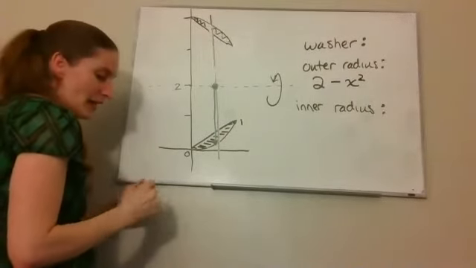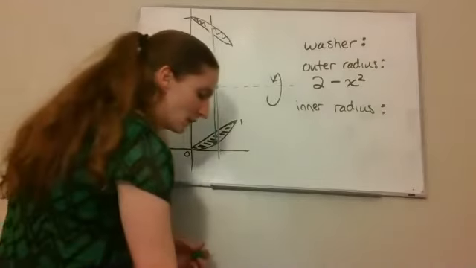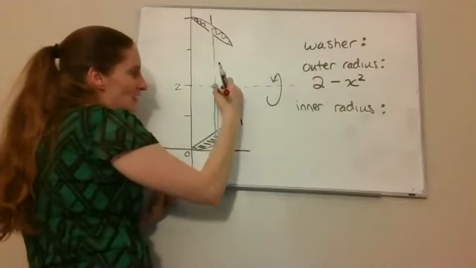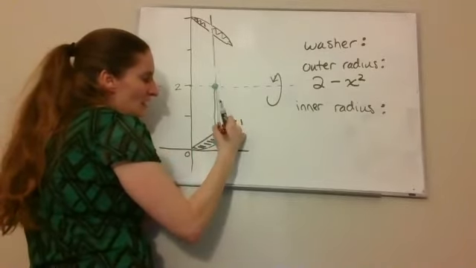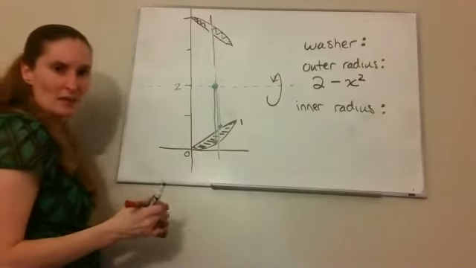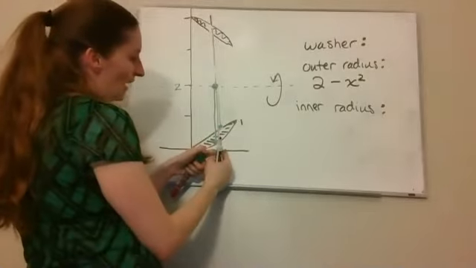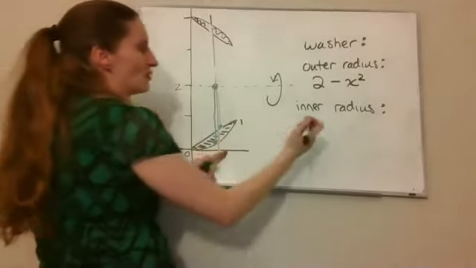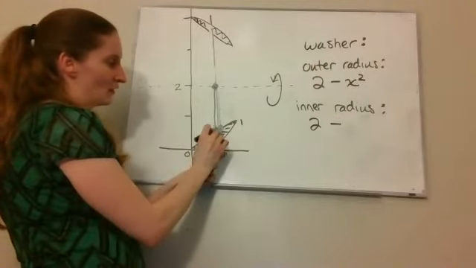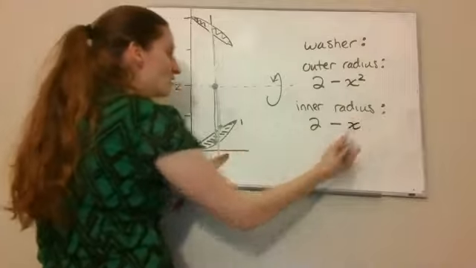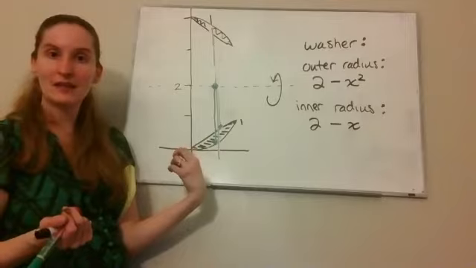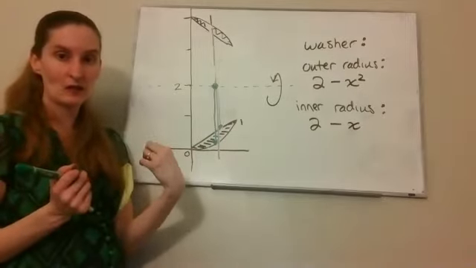Now what's my inner radius going to be? Well, the inner radius is the distance from the center of the object until I reach the inside. Well, that's going to involve my straight line. The distance from the x-axis all the way to the center of the object is 2, and I have to subtract the distance from the x-axis to my straight line, 2 minus x. So I have the outer radius is 2 minus x squared, inner radius is 2 minus x.